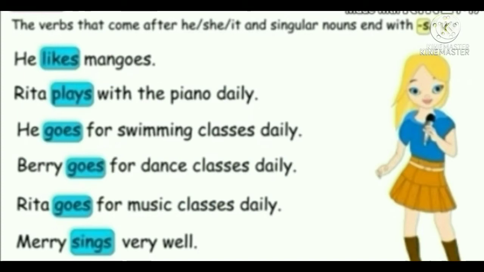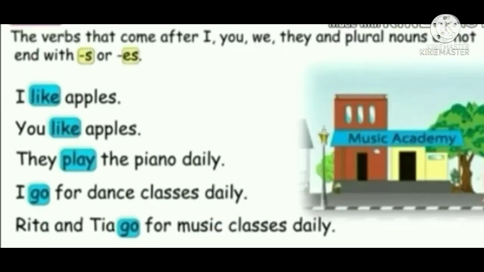Similarly, he goes for swimming classes daily. Barry goes for dance classes daily. Rita goes for music classes daily. Mary sings very well. The verbs that come after I, you, we, they and plural nouns do not end with S or ES. For example, I like apples. Even though I is a singular subject, we don't add S or ES to the verb like. So, I like apples. Similarly, you like apples.